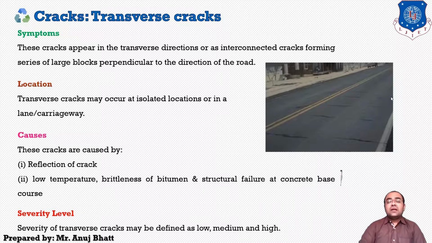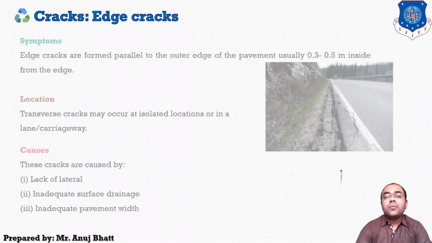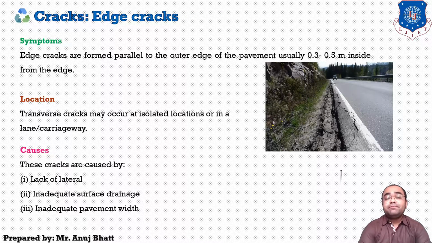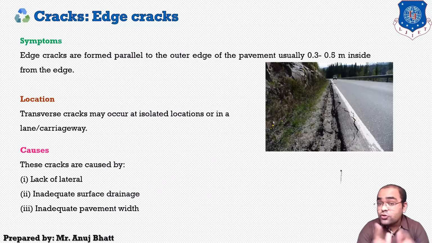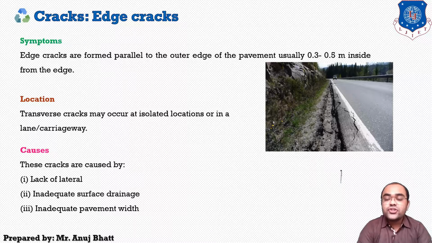Okay. Now the next classification of crack is the edge crack. Talking about the symptoms of edge cracks, the edge cracks are formed parallel to the outer edge of the pavement, usually 0.3 to 0.5 mm inside the edge. At some times, transverse cracks are seen to branch out from the edge cracks towards the shoulder.